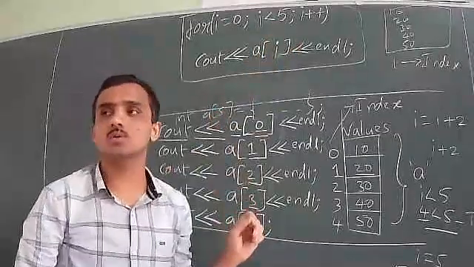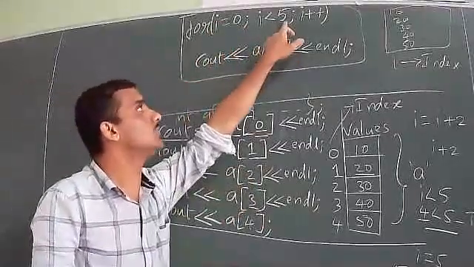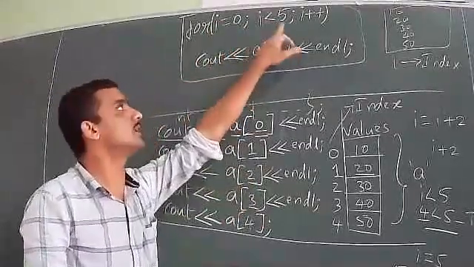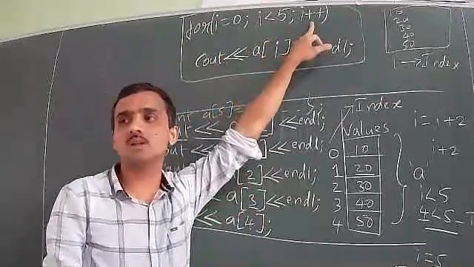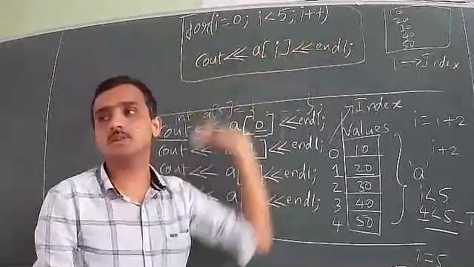And one more thing, I will tell you how to remember this. See, if the initial value is less than the final value, the initial value is 0 and the final value is 5, then here i++ will come. If the initial value is more than the final value, then minus comes.